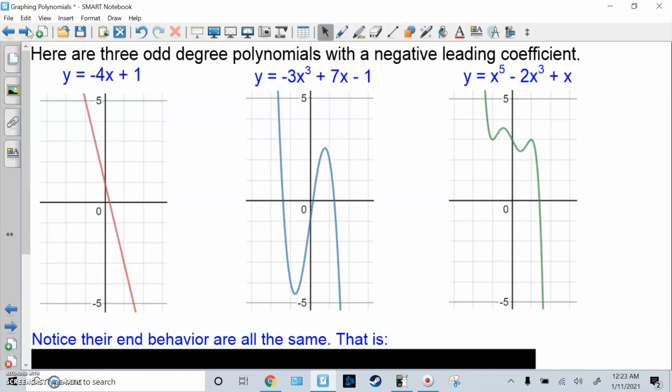Then if you make it negative, of course you flip it. So here's negative 4x plus 1. So the slope of negative 4, down 4 over 1, down 4 over 1, and the y-intercept of positive 1 or up 1. Alright, no max or mins.